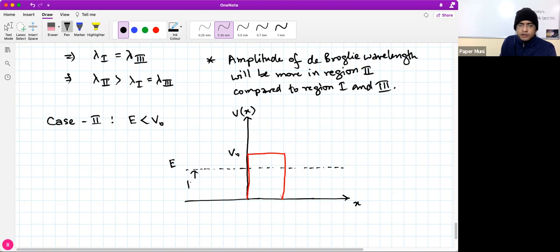Now this is the energy here, and this is the kinetic energy here. We cannot talk about the kinetic energy in the forbidden region.